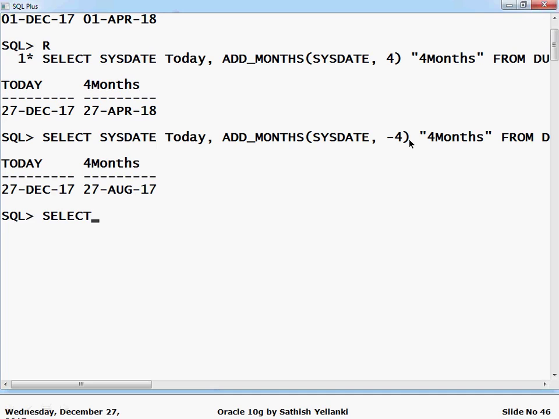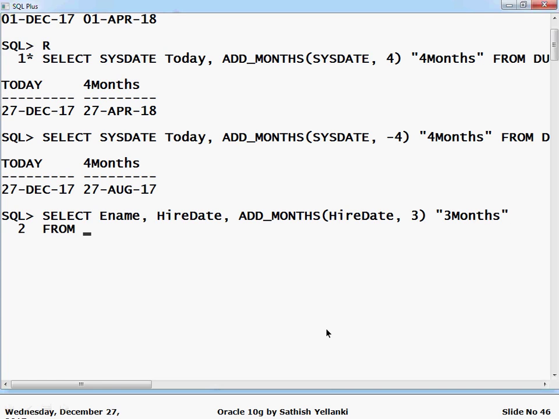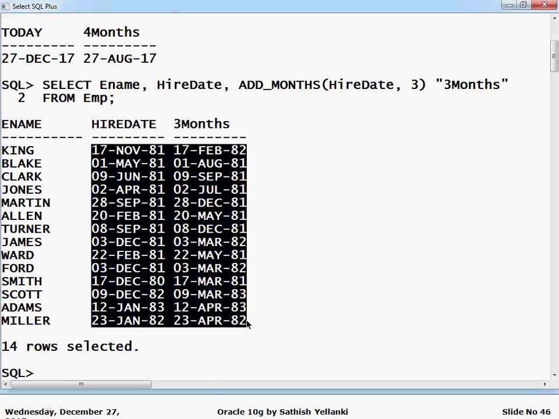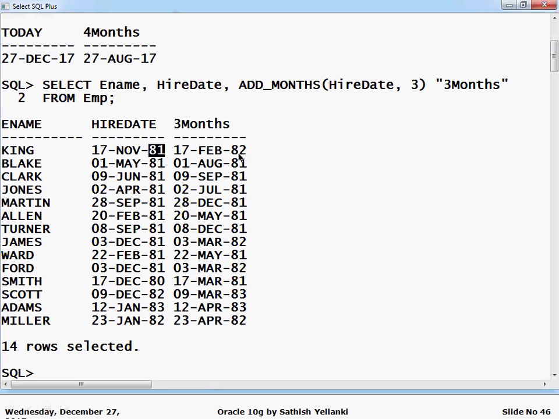Then we can even call this, you can just watch very carefully. We are saying select ename, comma, hiredate. Then I am calling add_months of hiredate, comma 3. So I am just trying to say that I am advancing the hire date of the employees by 3 months. So all the dates are exactly advanced by 3 months. Wherever the year has to change, the year has changed automatically.